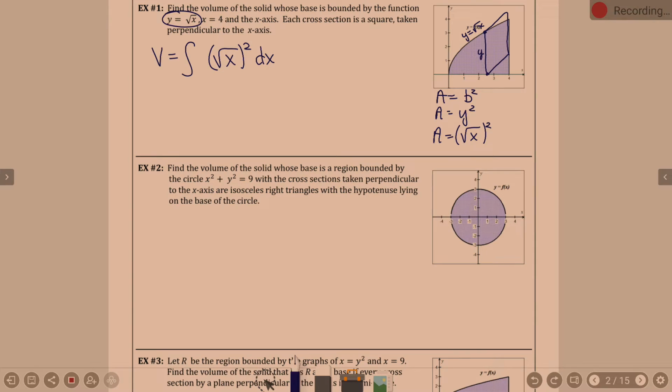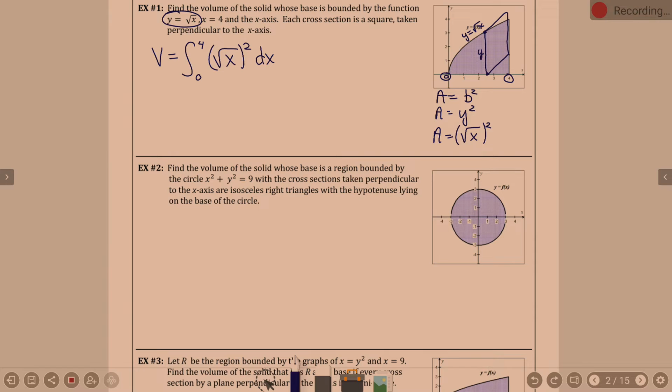Now we're working in terms of x because this was perpendicular to the x-axis. I need boundaries. What are my limits or boundaries here? Okay, so if we're looking on the x-axis, we're going from 0 to 4, yes? So if you're working in terms of x, you need x values.